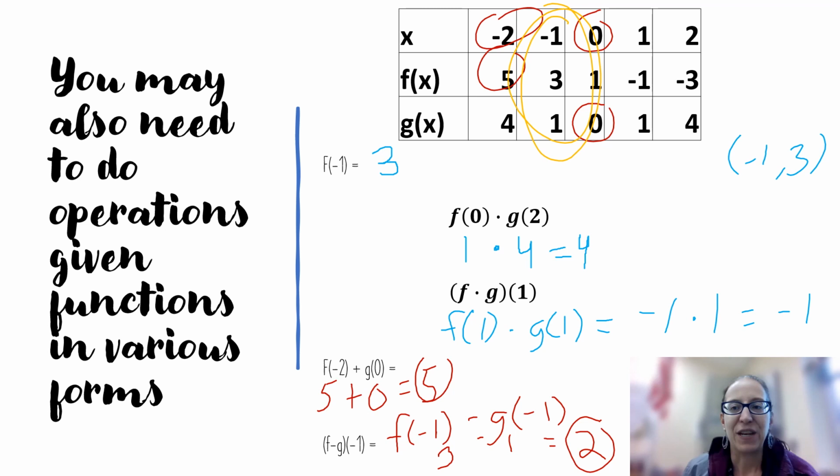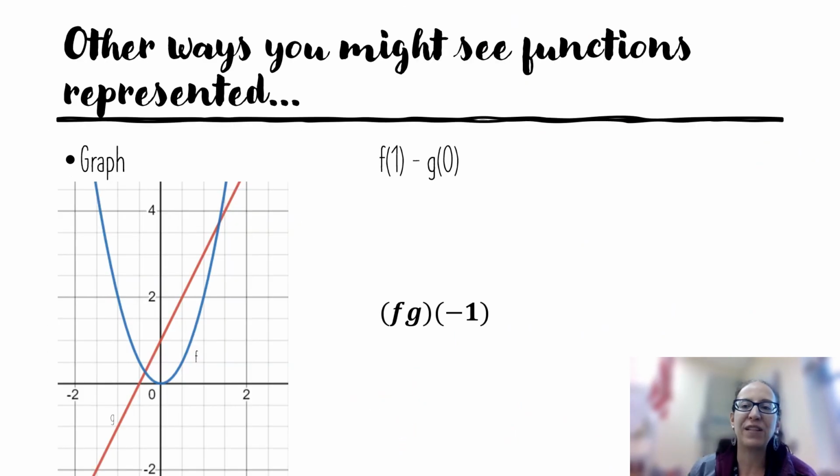Okay. Let's look at the next one. So this is another way you might see functions represented as a graph. So we're pretty familiar with that. So you might see f of 1 minus g of 0, and you are asked to get this from the graph.